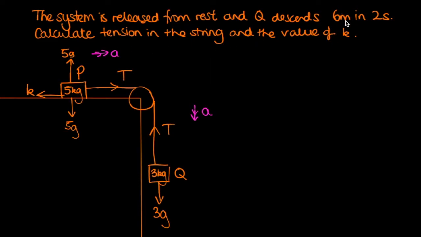So we've been given a displacement and a time. So let's use the SUVAT equations here. Let's take down to be positive again. So the displacement of Q is 6 meters down.